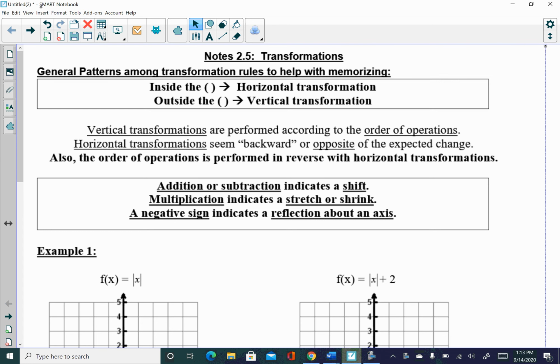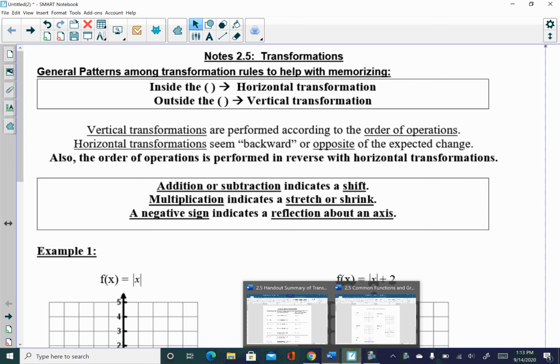Hi guys, so in this section we're going to look at transformations, and if you'll notice in Blackboard I have quite a few handouts associated with this section. I'm going to pull up a couple of those.